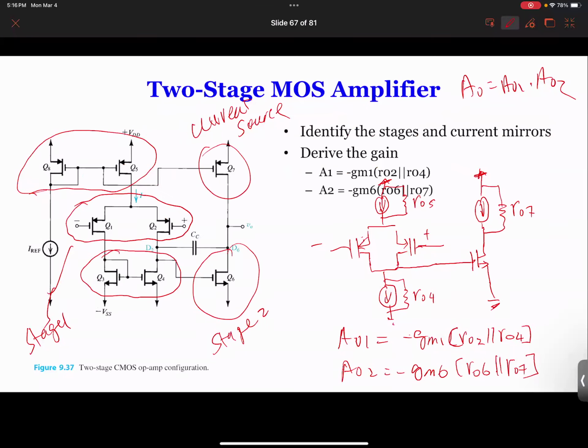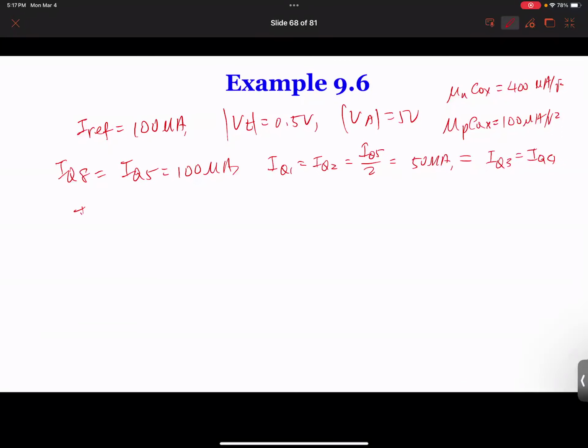So I go back. Because this is 100, so that's 100, that's 100. Q4 and Q5 and Q8 can match in the given condition, and Q1, Q2, Q4 each are half. So this is 50 microamps, 50 microamps, 100, 100. And then we'll look at Q7 and Q6. Q7 and Q6, if they're matched as well, so we have IQ7, IQ6 are going to be 100 microamps, okay?